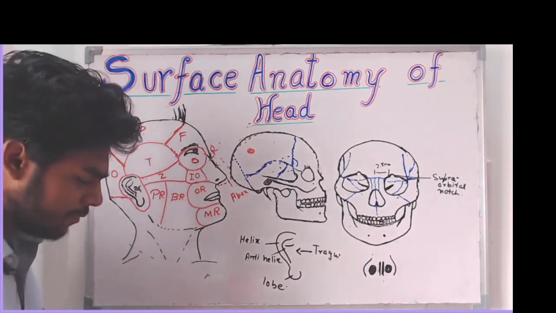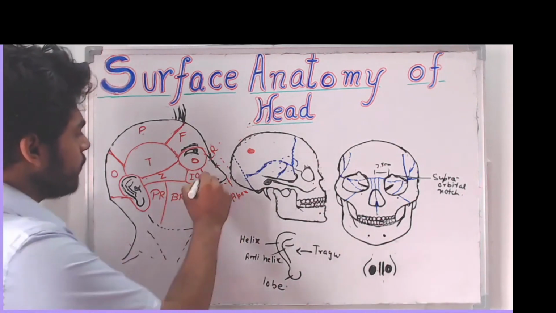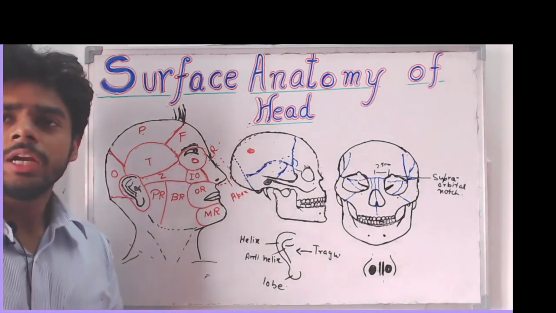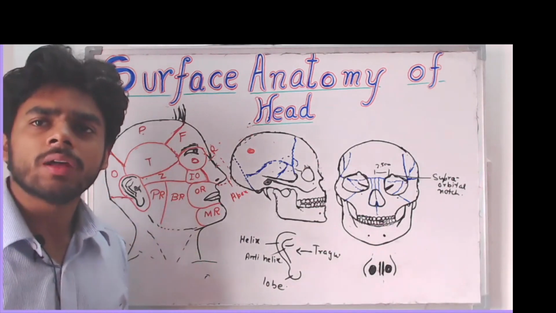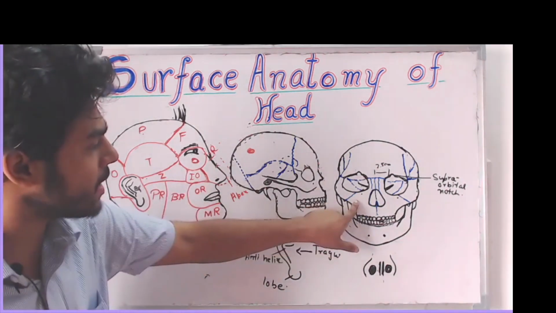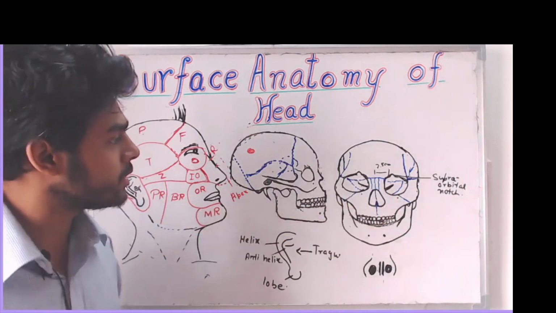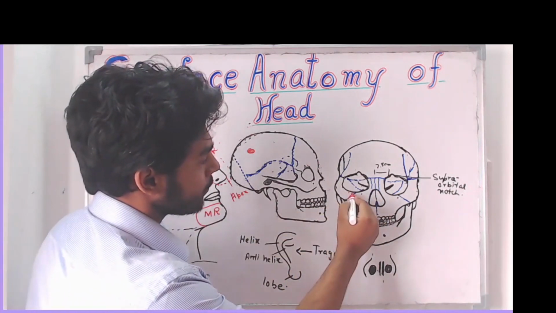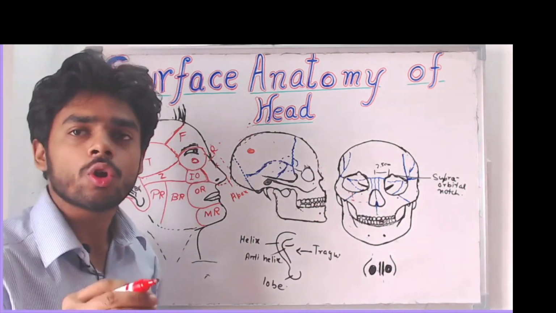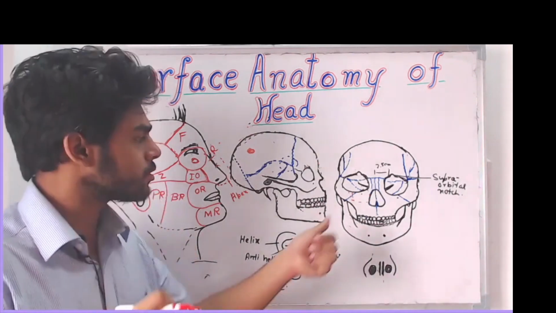Then we have the infraorbital region. The name only signifies that it is the region below the orbital region. It corresponds to the upper part of the anterior surface of the maxilla. This bone is the maxilla; there are two maxillary bones. This infraorbital region corresponds to the upper part of the anterior surface of the maxilla.